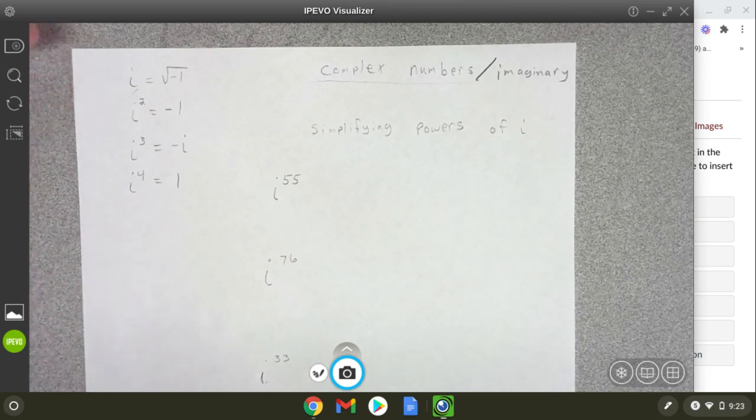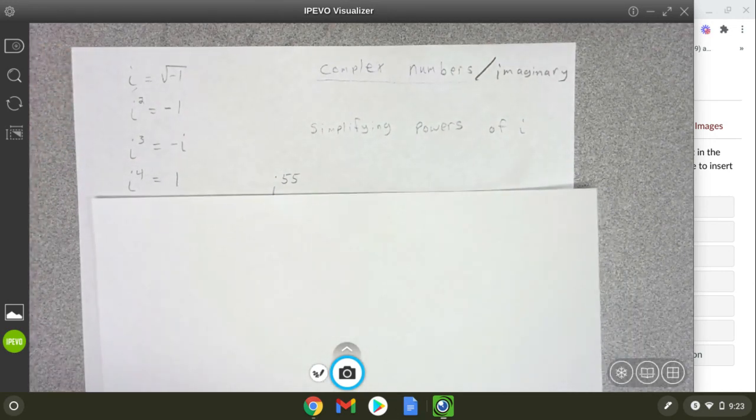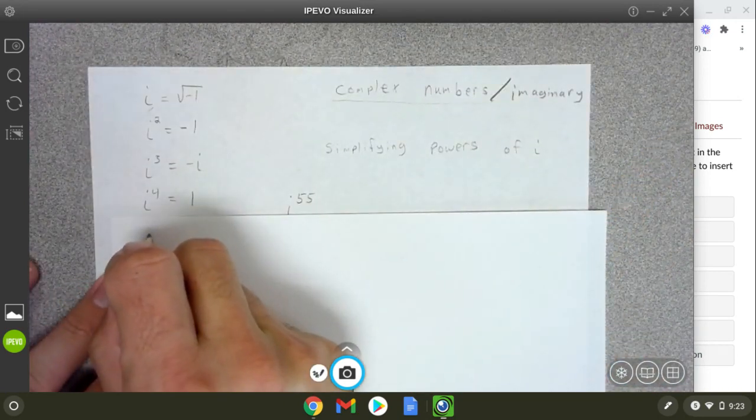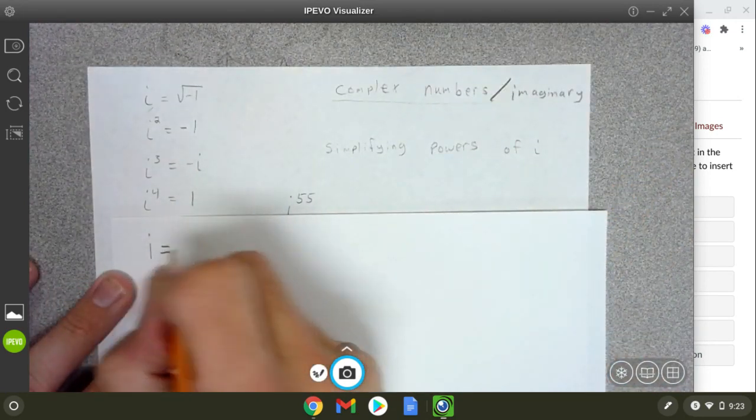In this video, I want to explain how we get these four. These are like the baseline that you really need. And then we're also going to use them to simplify powers of i. Now, they describe rotation and stuff like that.